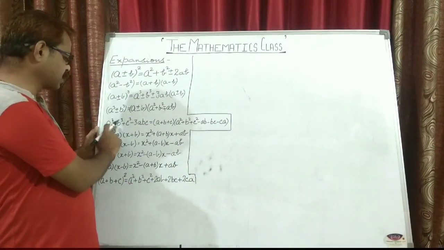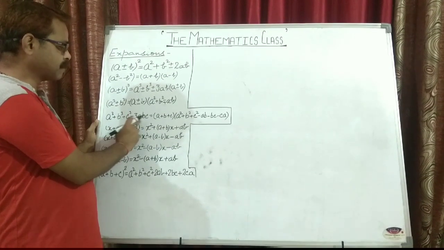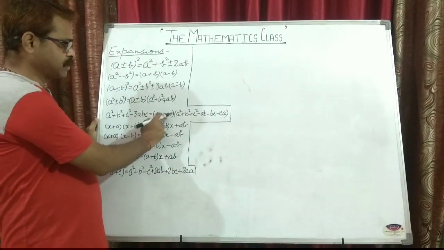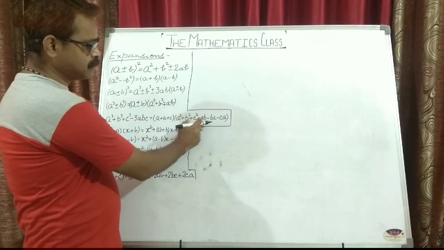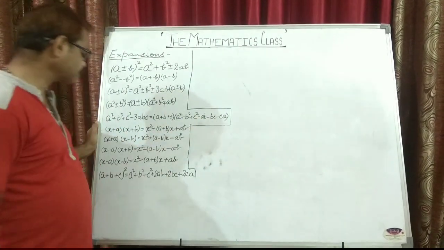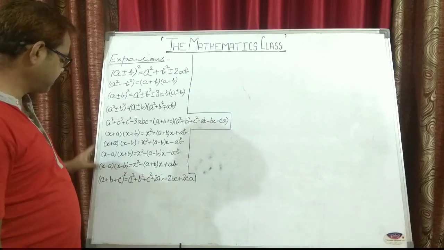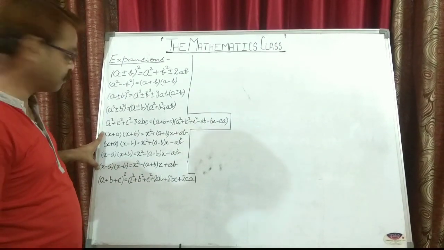Now it is a cube plus b cube plus c cube minus 3abc, that is (a plus b plus c) multiplied by (a square plus b square plus c square minus ab minus bc minus ca). Now these four formulas are again very important.